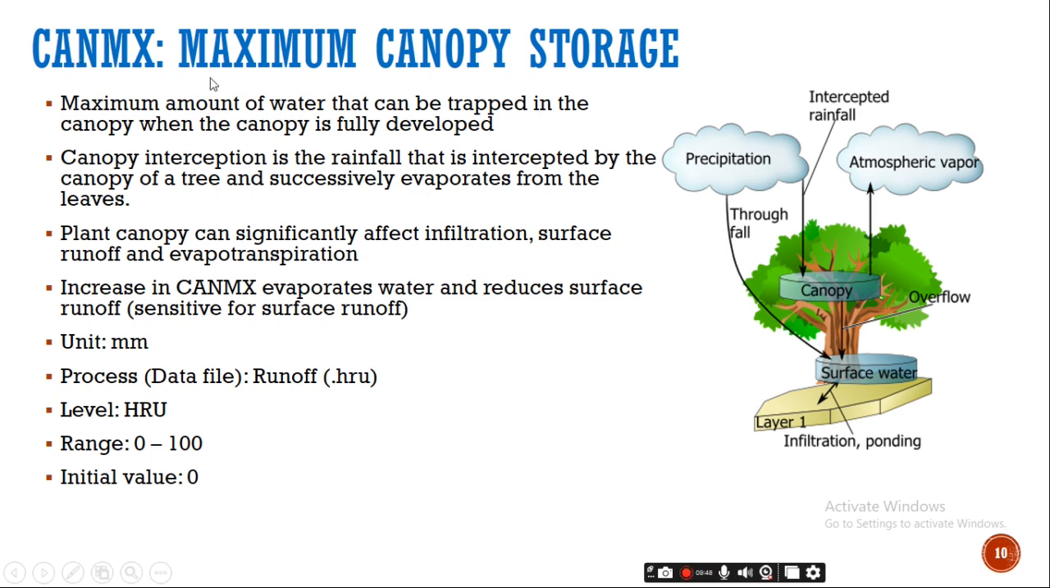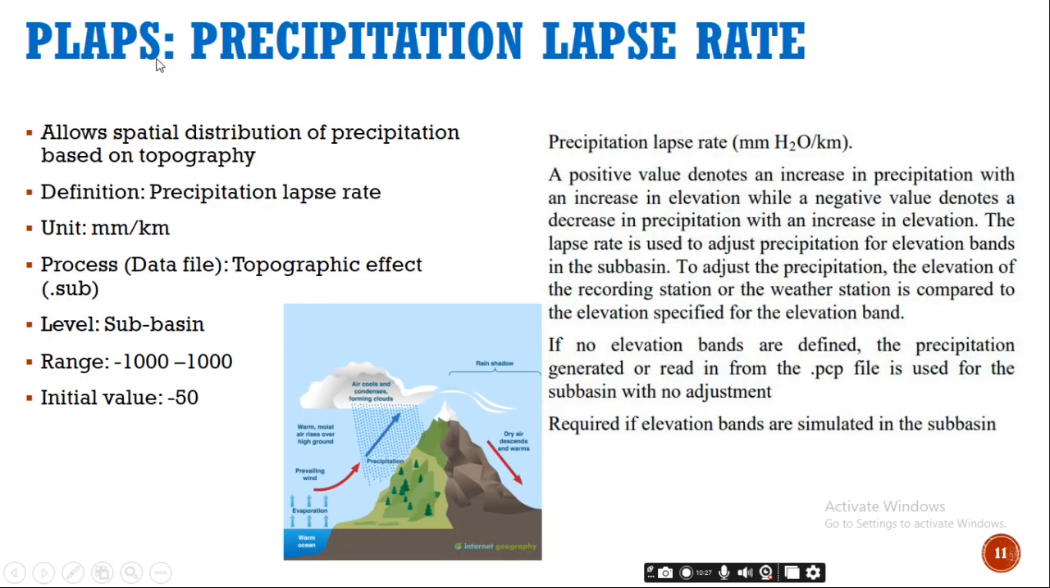Then another is CANMX. It means the maximum canopy storage. Canopy means the water captured by the plants and trees from the rainfall. Okay, and this plant canopy can significantly affect the infiltration, surface runoff, and evapotranspiration. An increase in CANMX evaporates more water and reduces the surface runoff. Its unit is mm. It processes the data in runoff, and the recommended range is 0 to 100. Initial value is 0.